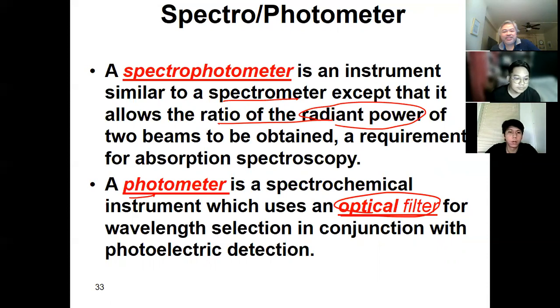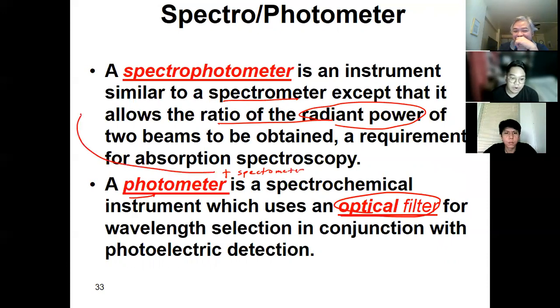Pwede kaya natin sabihin na a spectrometer and a photometer will give you what? Pwede kaya ito plus spectrometer will give you what? Yan.